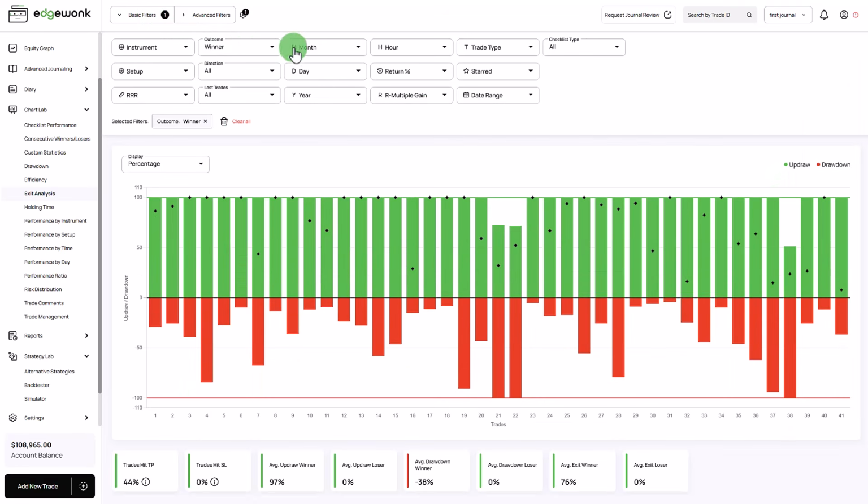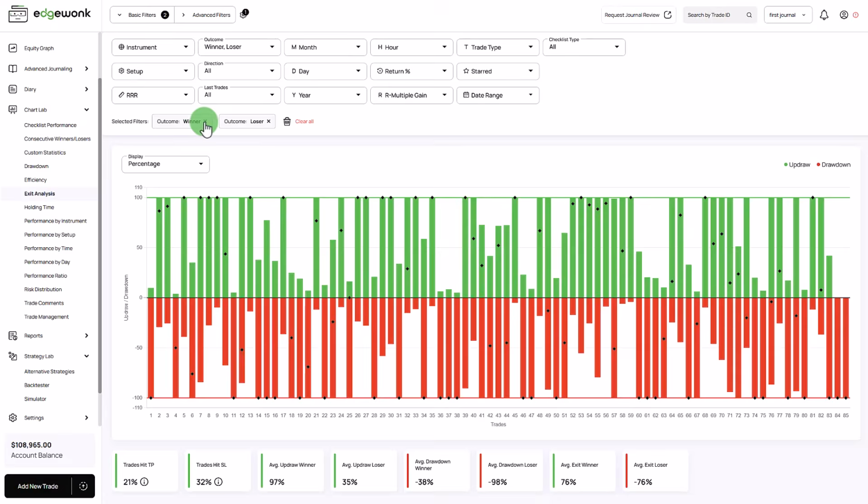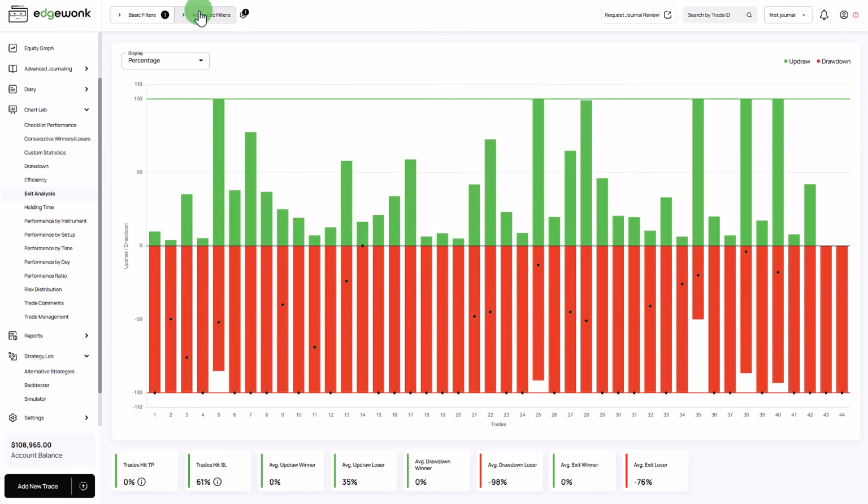Now let's change to the losing trades, and let's see what the losers do. And this is another fascinating finding. The numbers are pretty much switched here, right? Average updraw 35%, average drawdown 98%. So it means that here, this is fascinating. On his losing trades, the price very rarely moves in his favor, only 35% on average.